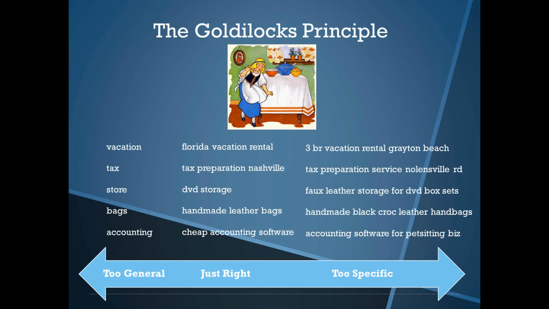But something that's too specific wouldn't get a lot of traffic. So something like 3BR vacation rental, Grayton Beach. Now, not to say that's a bad keyword, because the more specific, the better. If you do have that as a keyword and someone searched it exactly, that's great, because you have exactly what they have to offer. The issue is if you have too many of these keywords, you're not going to get the traffic that you need to really be successful. So it's important to mix up some of those very specific keywords with a lot of those just right keywords.